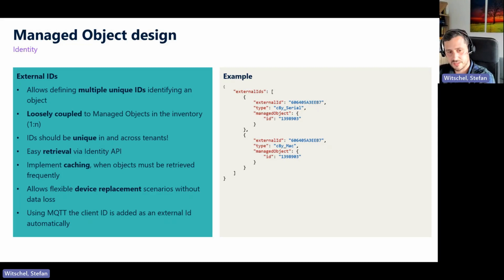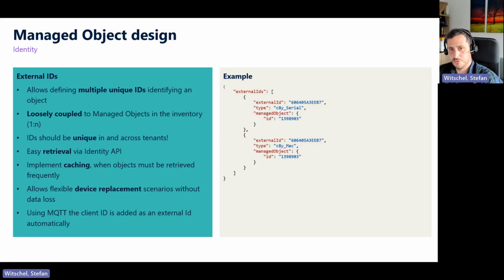For MQTT, this is a special case because there you don't work with internal IDs. For MQTT, the client ID is the ID which is added as an external ID to the managed object automatically. So if you integrate your device with MQTT, you don't have to take care of the external ID if you set the client ID to the ID you want to have. So this is the identity, and you should definitely use that if you want to store your devices in Cumulocity.